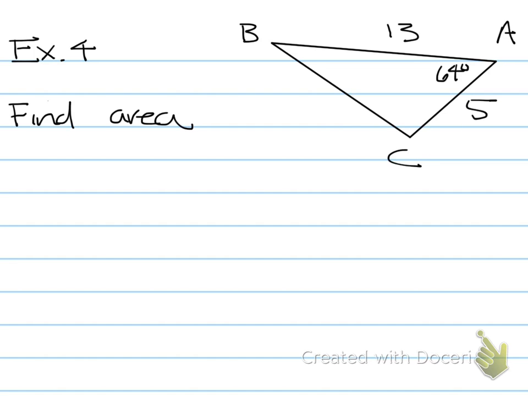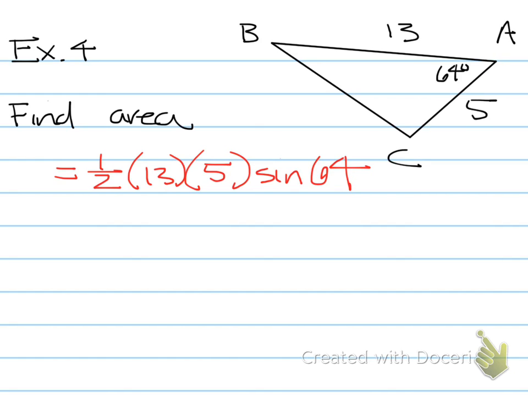And now we want to find the area of this triangle. So to find the area, we're going to first take the measure of the two sides, 13 and 15, multiply that by 1/2, and then multiply that by the sine of the included angle. It's going to give us 29.2 units squared for the area.